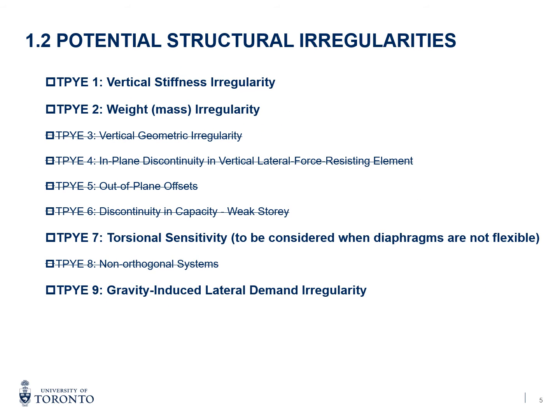In terms of the structural potential irregularities, as per NBCC, Type 1, 2, 7, and 9 irregularity will require a more in-depth analysis after sizing the SFRS members.